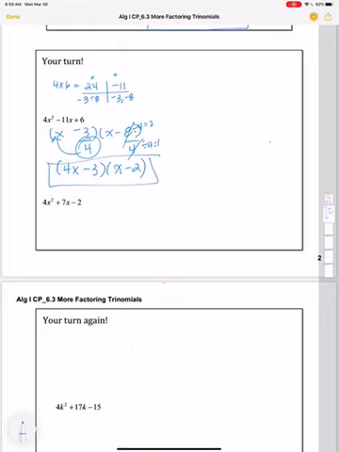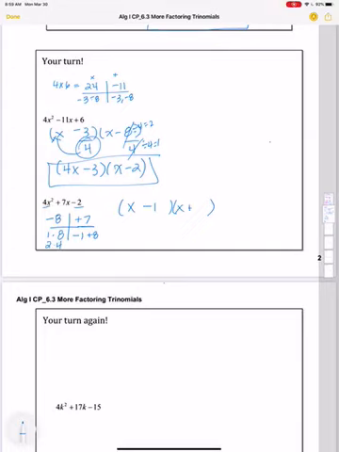Next one. So let's see, no GCF. So then I'm going to do that times that. So that's negative 8. What times what is negative 8 and added together is positive 7? So that's going to be 1 and 8, and 2 and 4. So it has to be 1 and 8. It has to be negative 1 and positive 8 to give us a positive 7, but a negative 8 when we multiply.